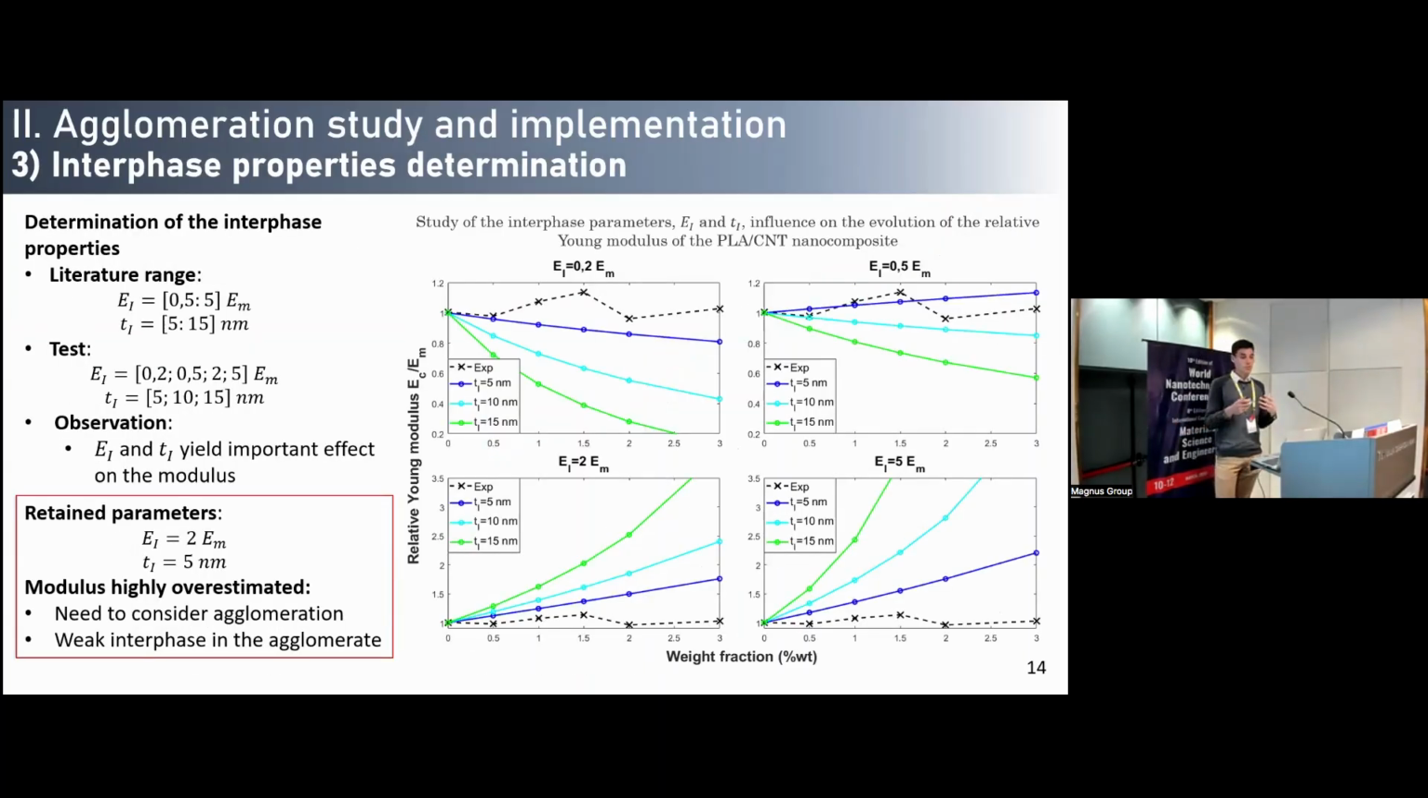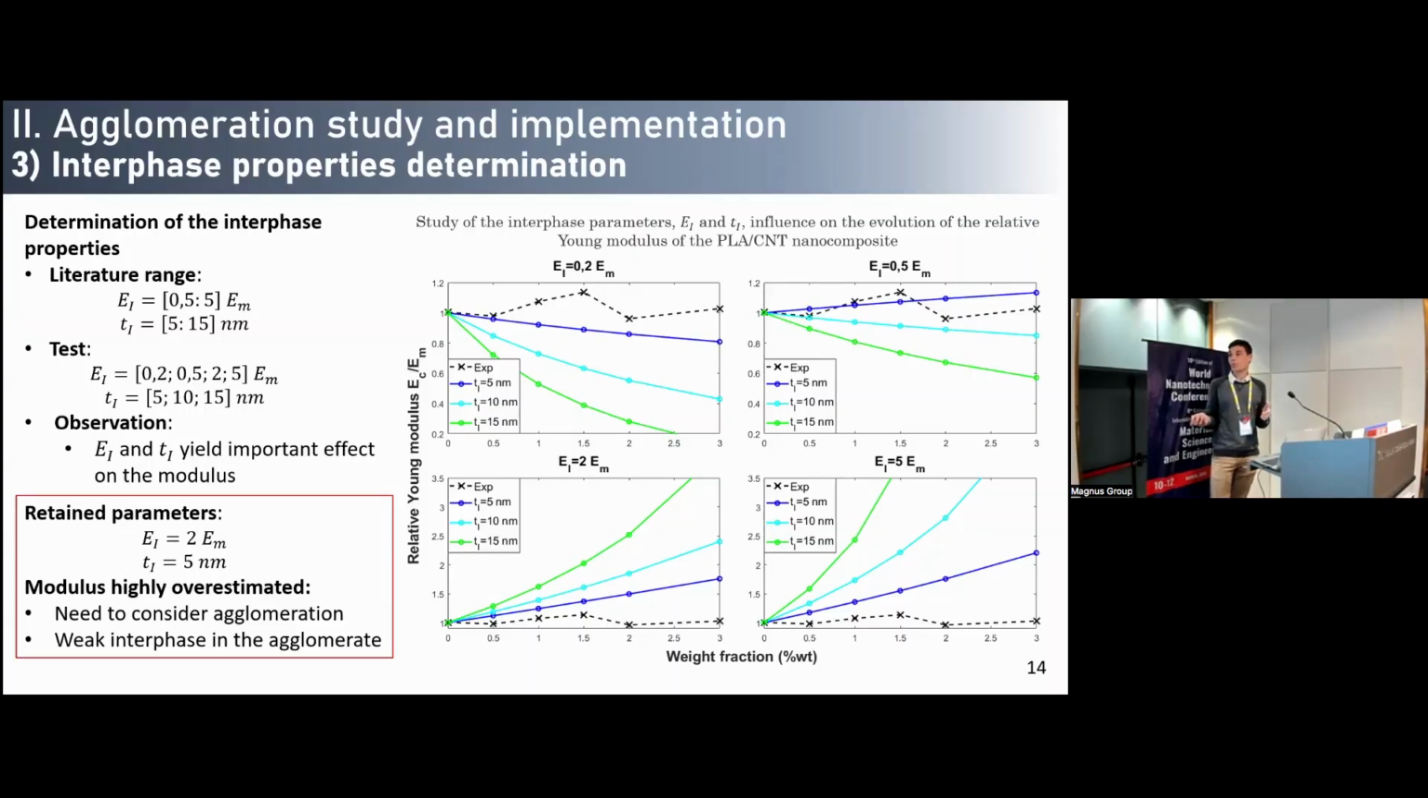Okay, so then we try to define the interface. The issue with the interface is that it's really difficult to determine directly. So we take data from the literature and try to determine it indirectly. In the literature, the modulus of the interface is between 0.5 and 5 times that of the matrix for this kind of material, and its thickness is between 5 and 15 nanometers.